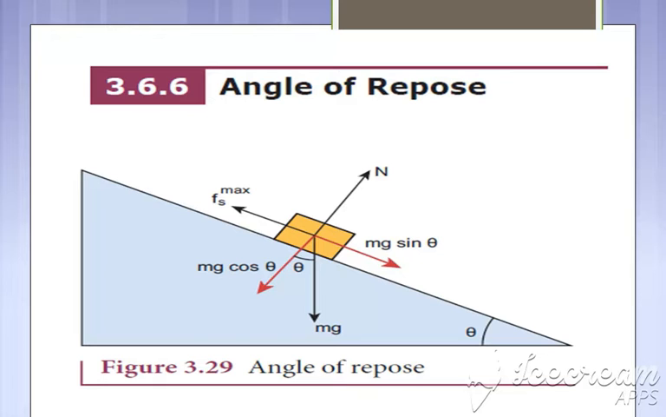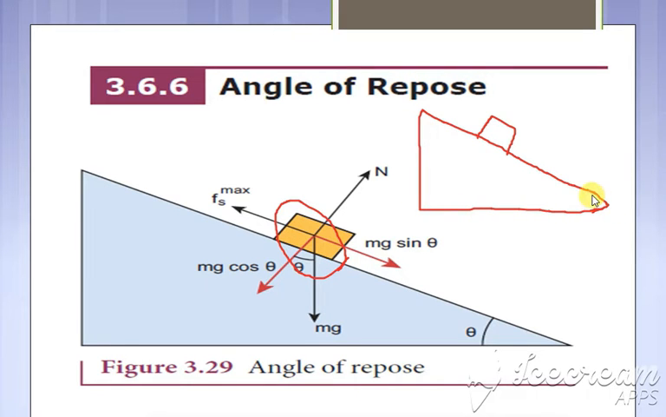In this diagram, we are considering that an object is moving on the inclined plane. So this is the object and this object is moving on the inclined plane. The angle which we are considering here is this angle, and this angle is called the angle of repose.